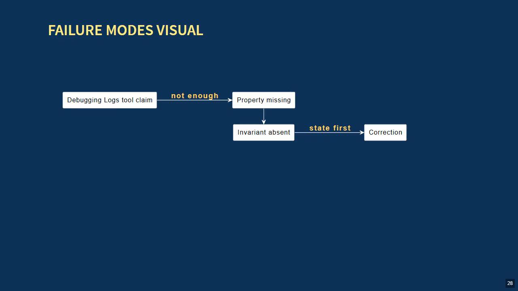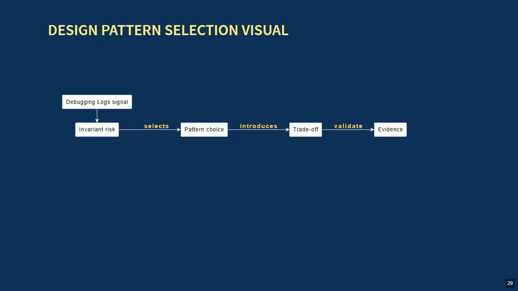This failure mode diagram highlights the path from a plausible execution to a broken invariant. Use it to identify which assumption fails and what evidence would prove the failure is real. This pattern selection diagram connects the observed symptom to an invariant risk, then to a design pattern and its trade-off. The pattern is justified only when it protects the property the system needs.